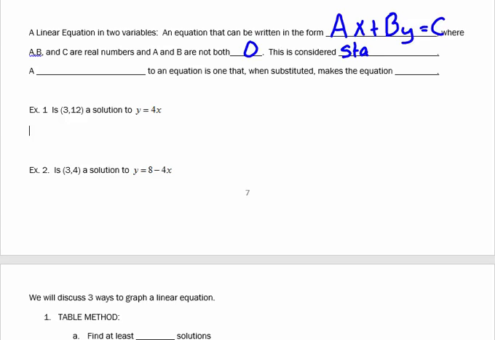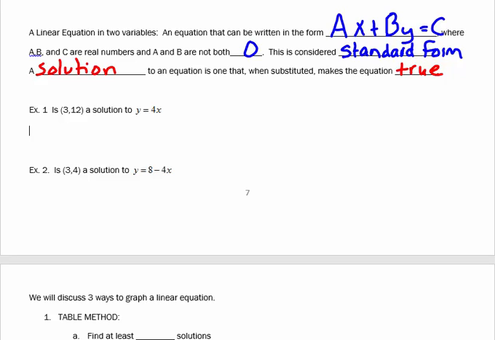So if you ever want to write an equation in standard form, you need to put it in the form of ax plus by equals c. A solution to an equation is one that when substituted makes the equation true. So how many solutions do we have to a line? Well, we actually have infinitely many because there's infinitely many points on a line. So there's going to be a lot of solutions.